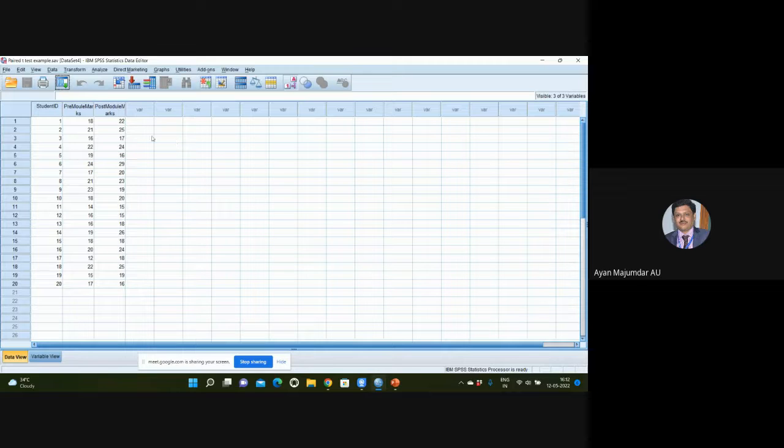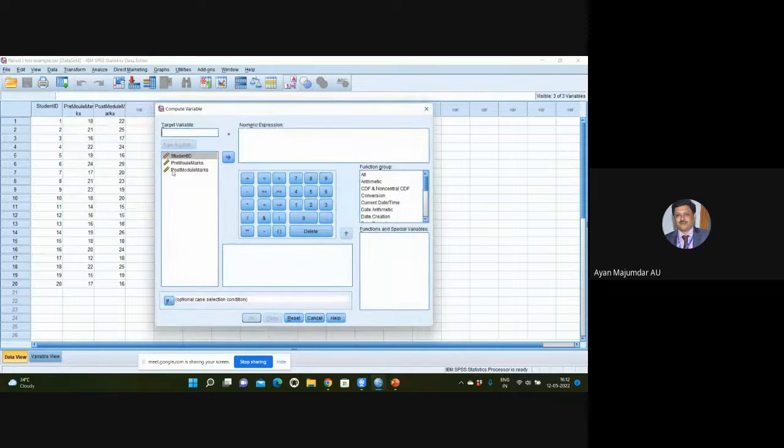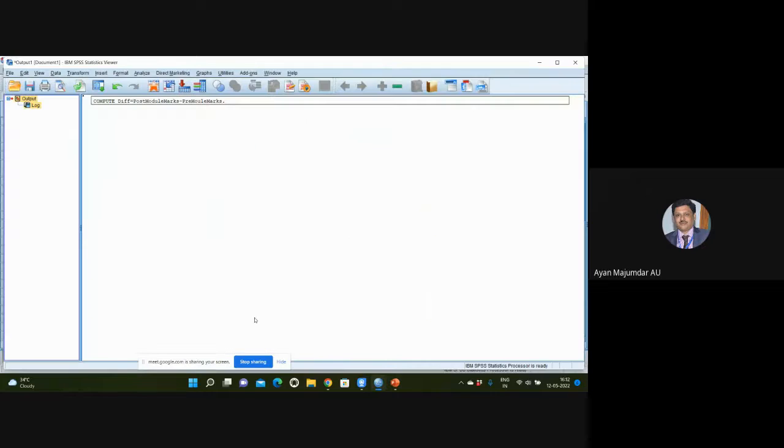Even in the last example, I haven't done it that way. We were testing the difference. You can create another variable, which is the difference variable. How to create it? You go to Transform, Compute Variable. Give any name to it. Say, I call it D or diff, whatever it is. Now, what is this difference? It is the difference between the post marks and the pre marks. So, post module, select, minus pre module, select. This is the difference. Apply. OK.